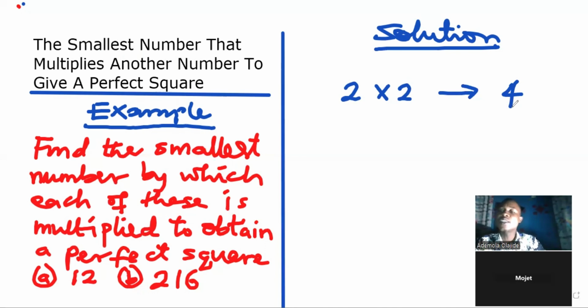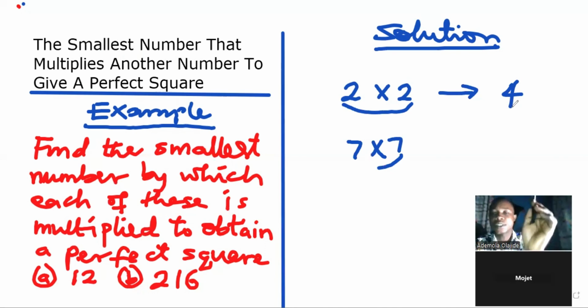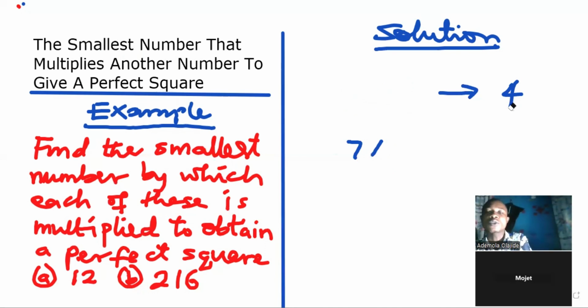So before you can say a number is a perfect square, when you break that number down, you must be able to pair it. When two equal numbers multiply each other, we have a perfect square. For example, if you have 7 times 7, you produce a perfect square. So how do we now do for 12? 12 is not a perfect square. There's no number that multiplies itself that will give us 12.